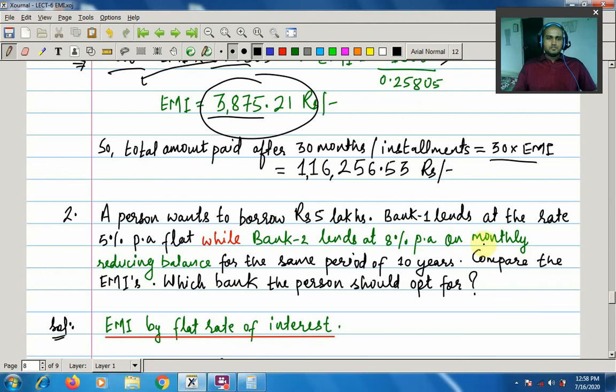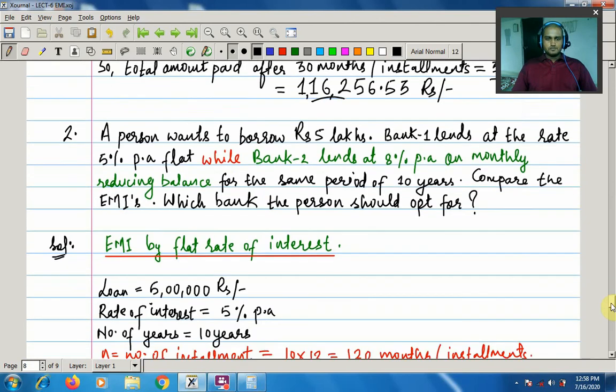So how much interest? 16,256 is the interest. And you can guess, if you are solving this by flat rate of interest, I guess this is going to be 30,000 as interest. Instead of 16,000 interest, you will be paying 30,000 or 31,000.